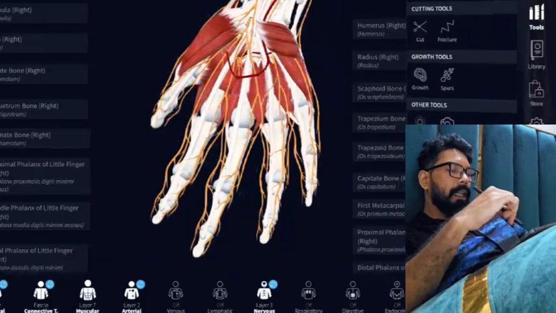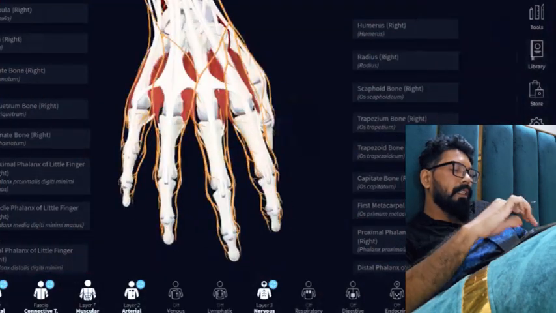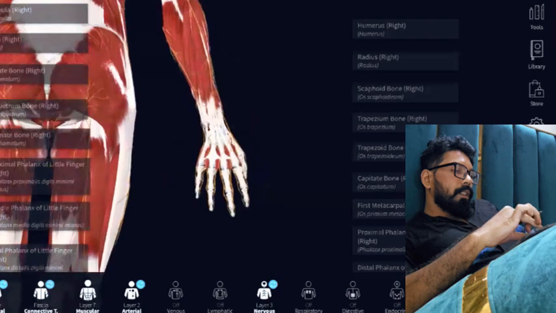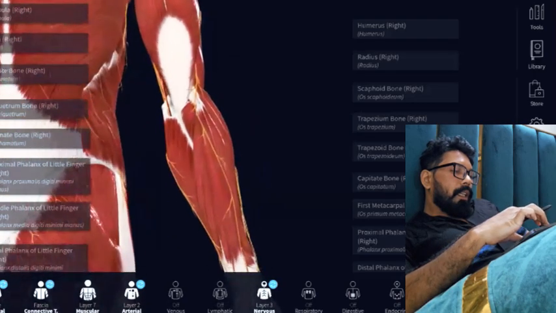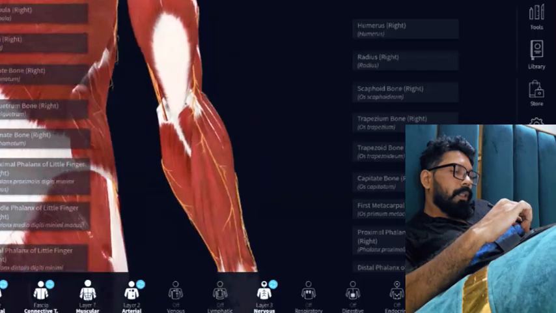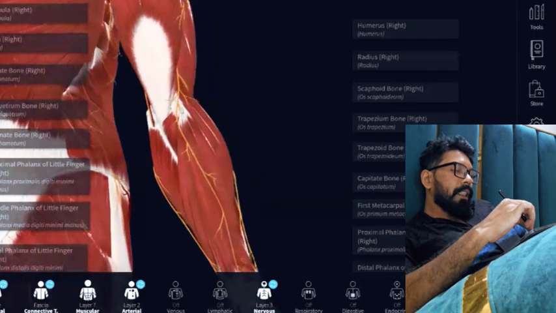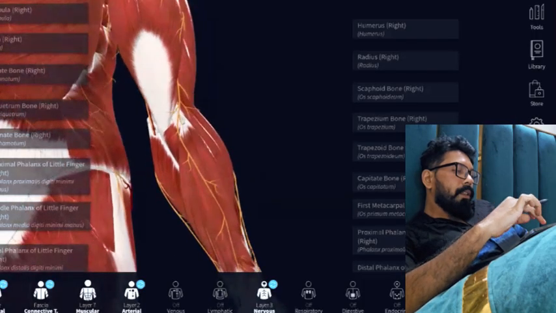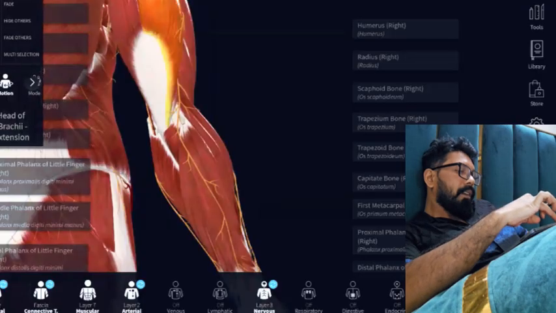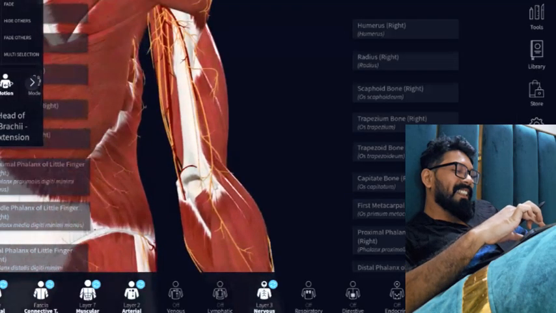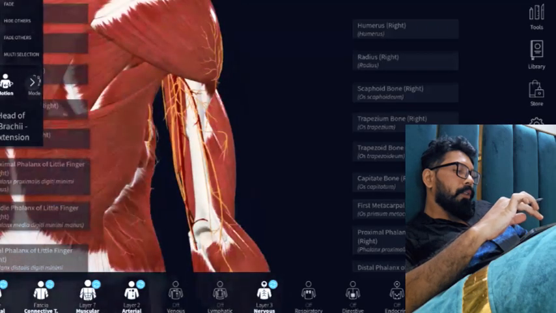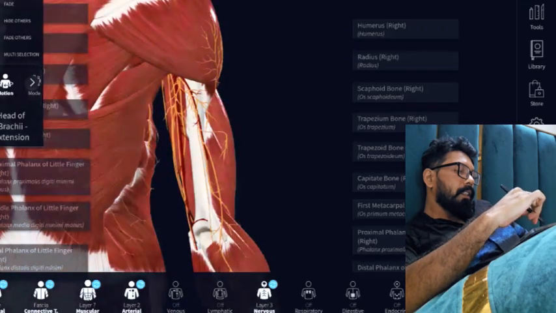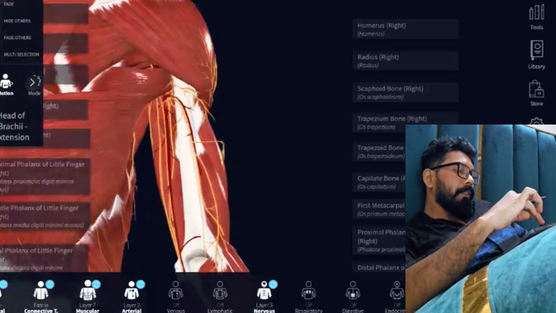Then we move on to the radial nerve. I will show you, and from the notes I will tell you all the injuries. If it's too late, I will just make a recording and upload it. Don't worry about it. This is our triceps muscle. Here we have some spaces. Let me show you the spaces first, then we will be very clear about the radial nerve.